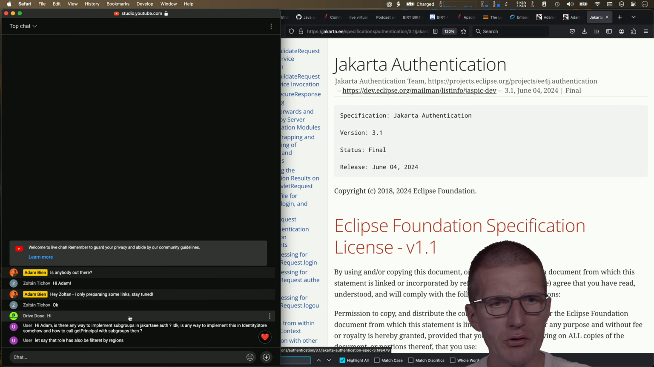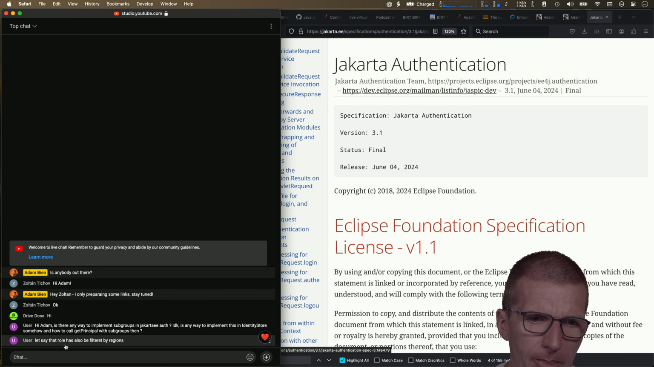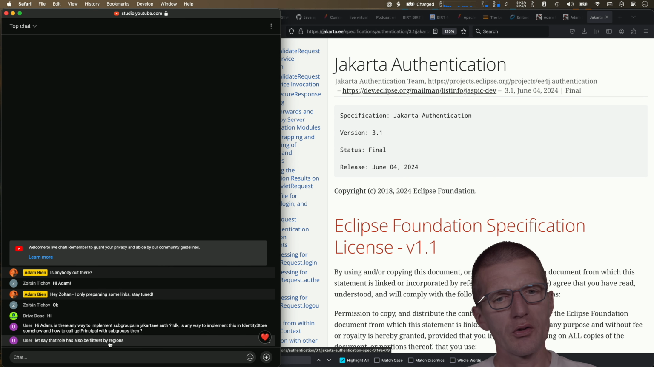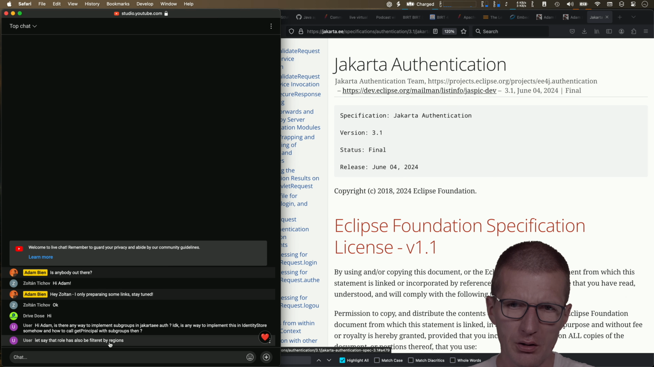Subprofile. So there is no mention. The role has also been filtered by regions. So if you are in regions like AWS regions, right? And the Jakarta EE is in one region.